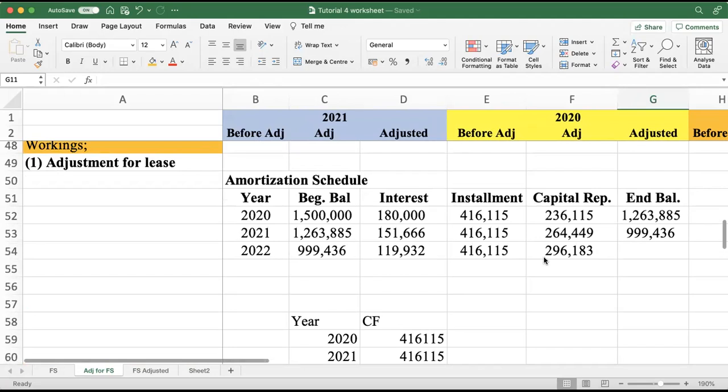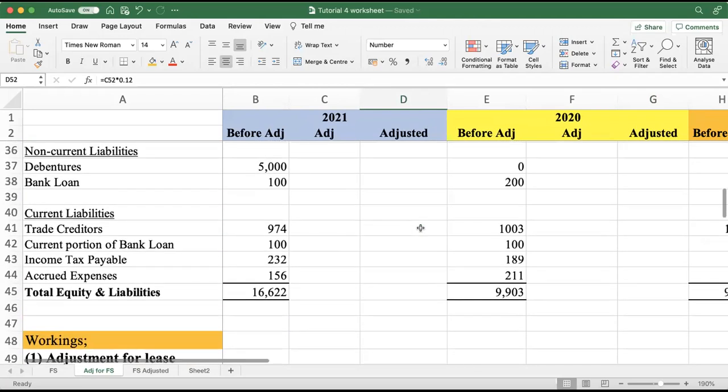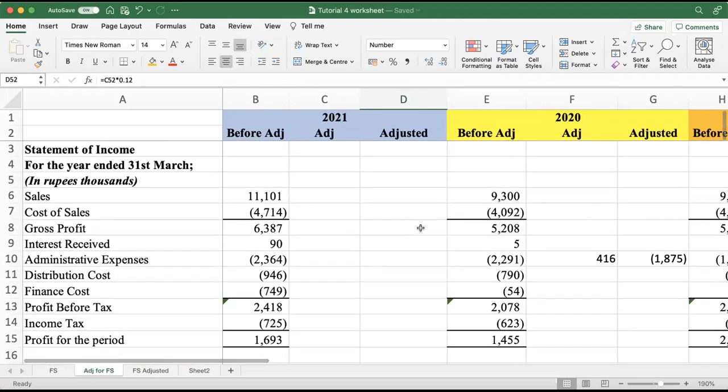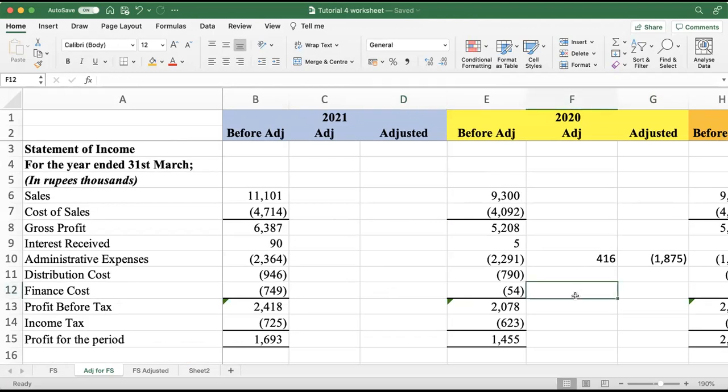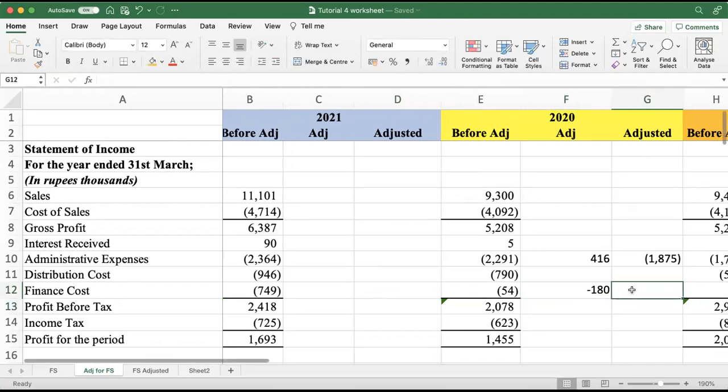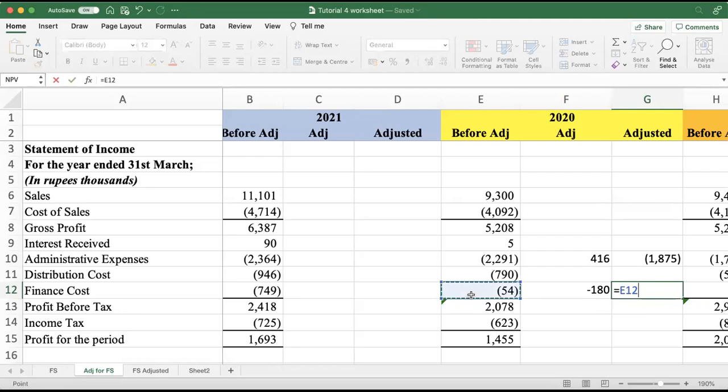Now you need to take the lease adjustments. You see, first year interest 180,000. You have to take interest to profit and loss under finance costs. So finance cost increases by interest amount 180,000. Then the adjusted finance cost.